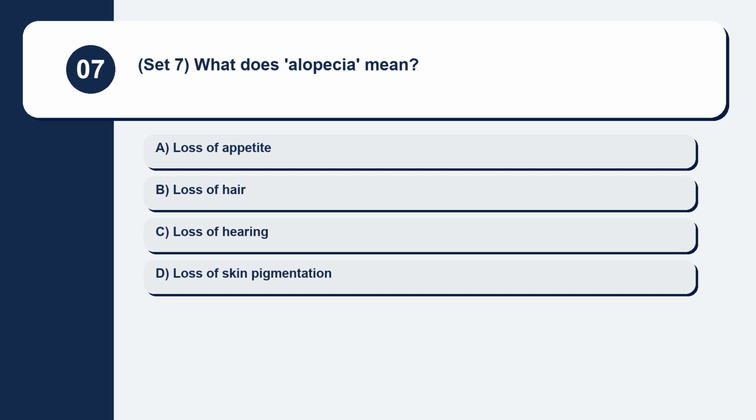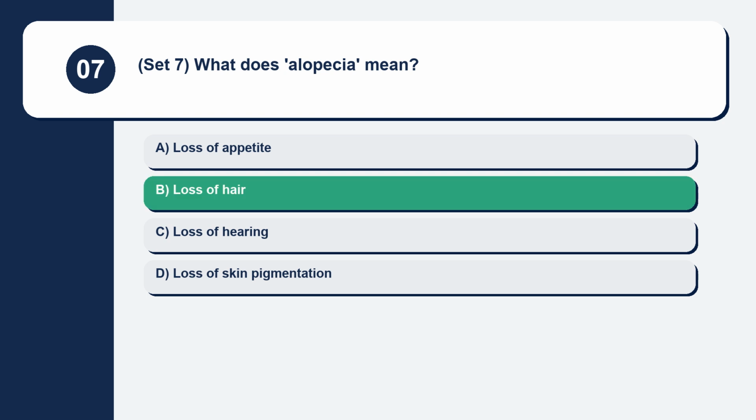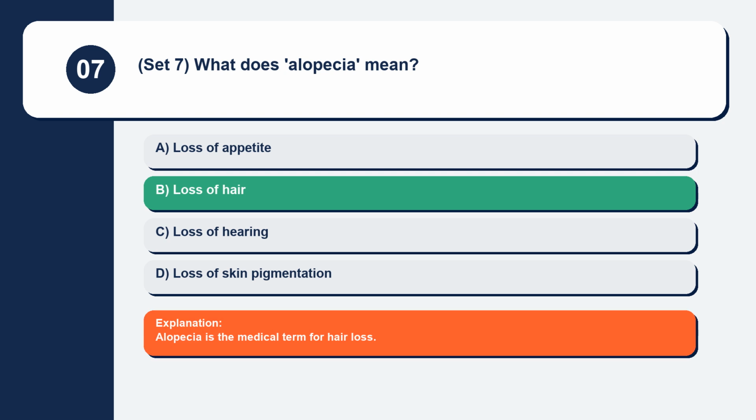Question 7. Set 7. What does alopecia mean? Loss of appetite, loss of hair, loss of hearing, loss of skin pigmentation. Alopecia is the medical term for hair loss.